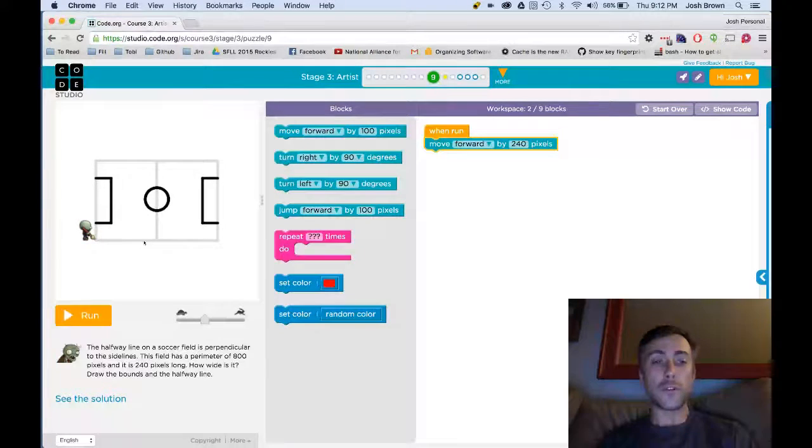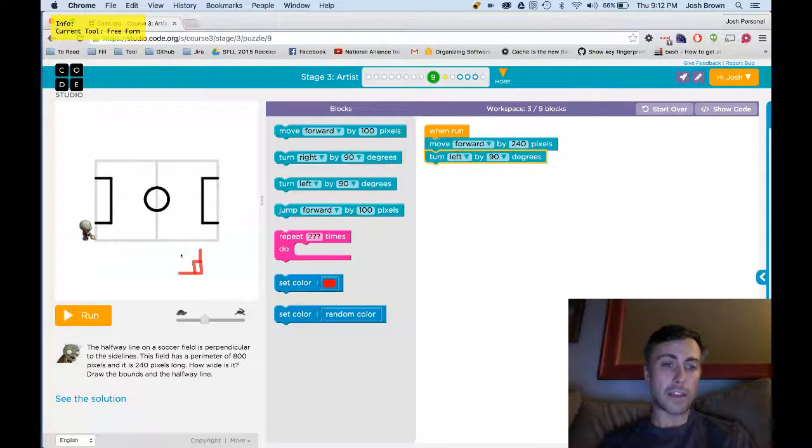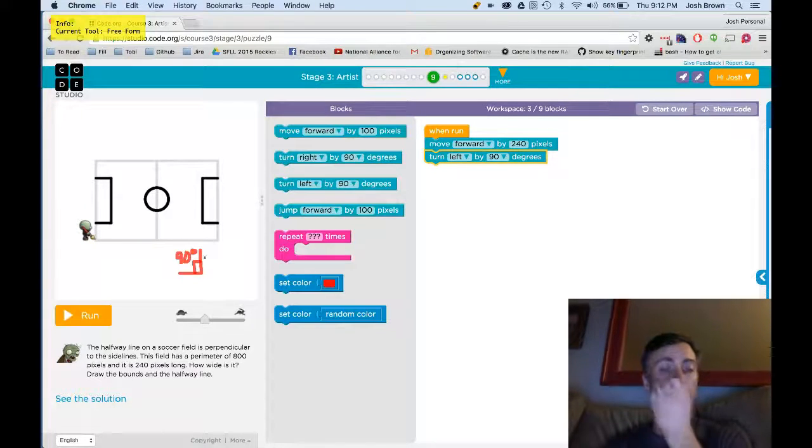Then once we've moved forward the length of it, we want to turn left by 90 degrees, because if we remember our angles, 90 degrees is that right angle right there, and that's going to be a 90-degree turn, 1/4 of a full rotation. Okay, so that's a 90-degree turn. They do that little square there to signify that it's a right angle.